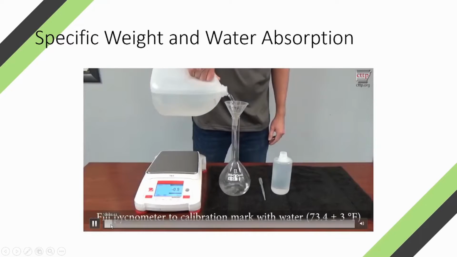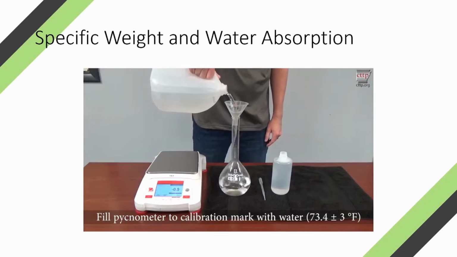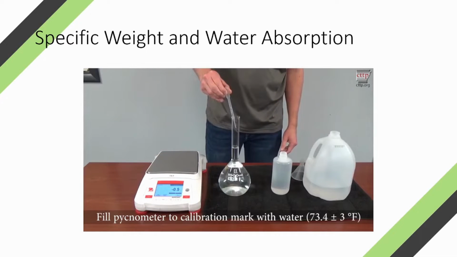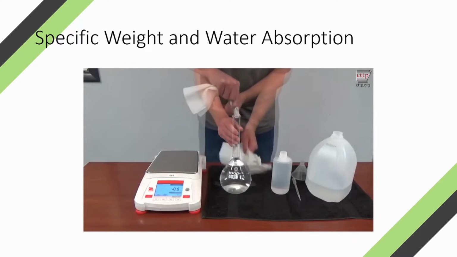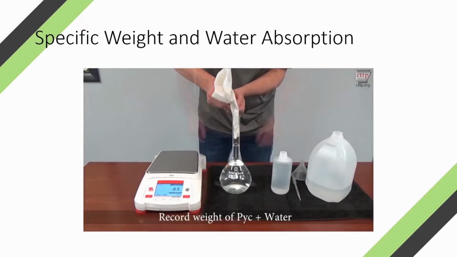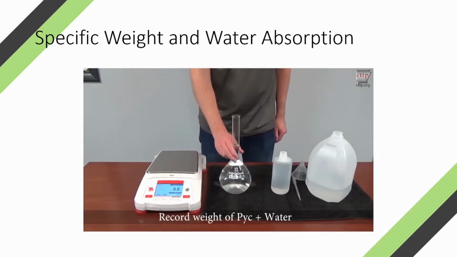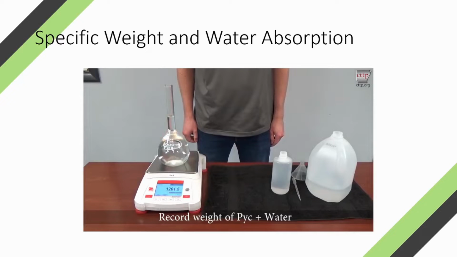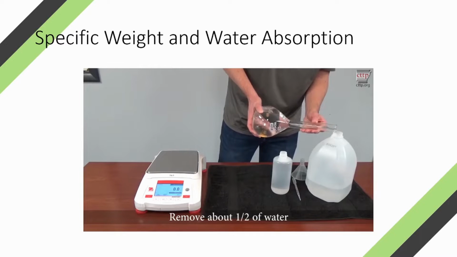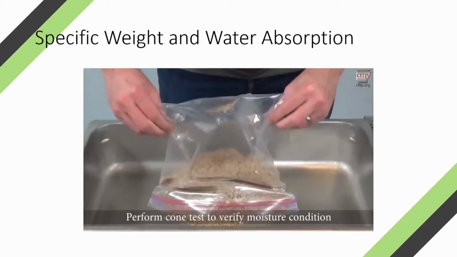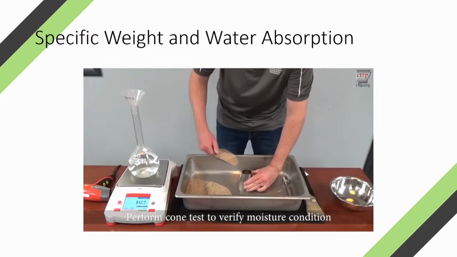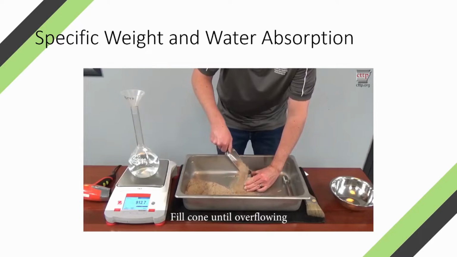Fill the pycnometer to the calibration mark with water at 73.4 plus or minus 3 degrees Fahrenheit. The bottom of the meniscus should be on the pycnometer's calibration mark. Ensure that no excess water is present on the outside of the pycnometer or in the neck. Record the weight of pycnometer filled with water to the calibration mark. This is referred to as the pyc plus water. Remove about half of the water and place a funnel in the pycnometer. Temporarily set it aside. Perform a cone test to verify the moisture condition of the aggregate. Fill the cone until it is overflowing.